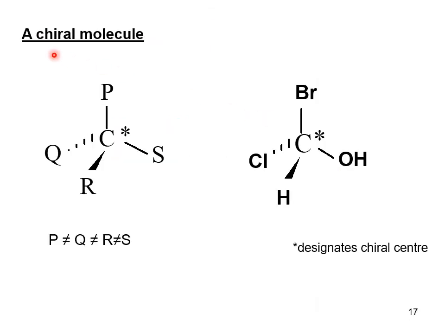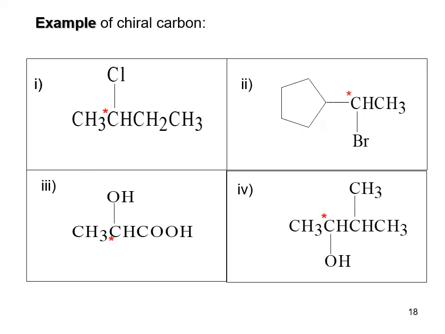So look at this example, a chiral carbon molecule. This carbon is sp3 hybridized with four different atoms, P, S, R, Q. So this is called a chiral carbon. Make sure that the four atoms or four groups attached to the sp3 carbon are different. For example, this carbon with a bromine atom, hydroxyl group, hydrogen atom, and chlorine atom. We use this asterisk to designate a chiral carbon or chiral center.